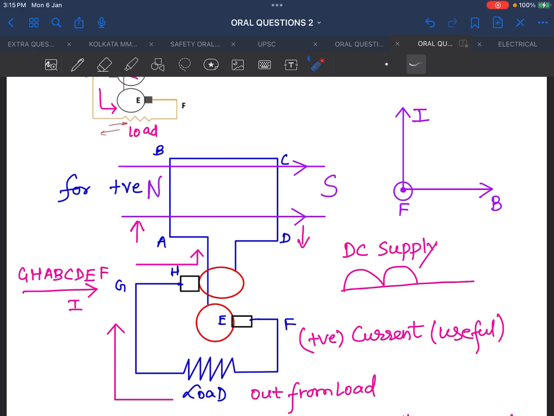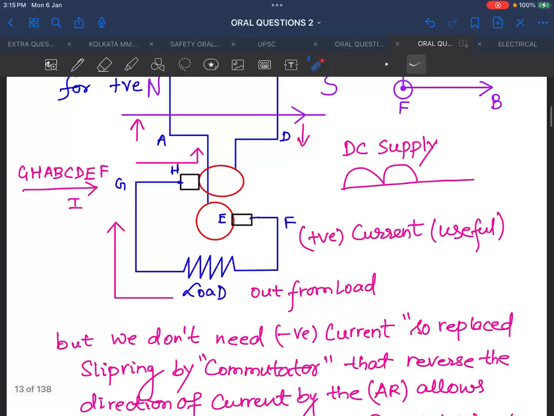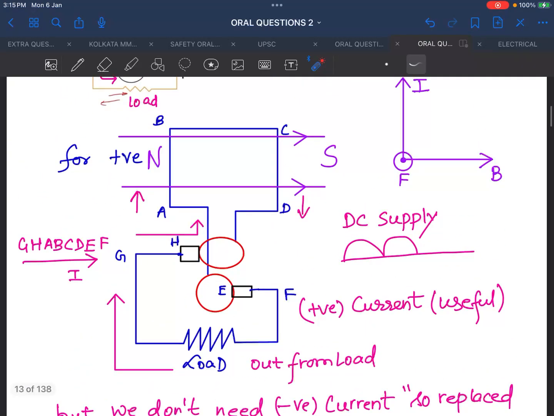So for the positive half cycle, the current will flow like this. For the positive cycle, how will the current flow? G H A B C D E F, like this. So the current will flow towards the load, from here towards the load.